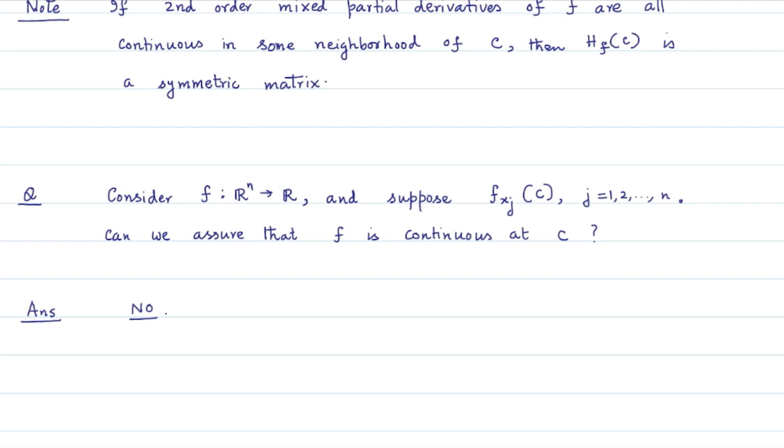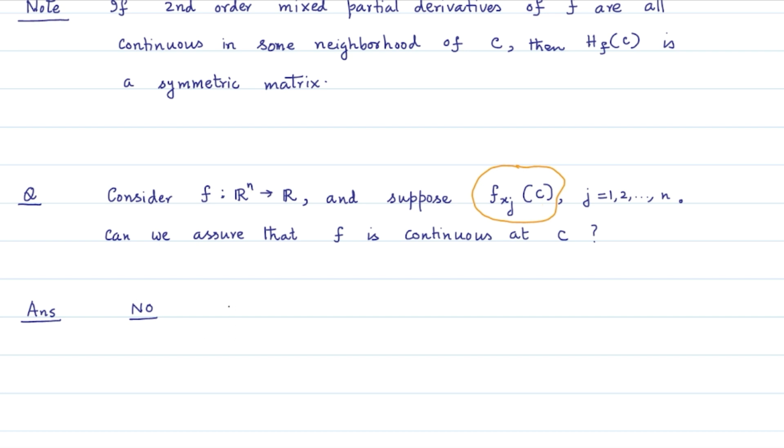I mentioned surprisingly because, from our knowledge of differential calculus for functions of one variable, we all know that if a function f has a derivative at a point C, then the function f must be continuous at the point C. But for functions of several variables, existence of all the partial derivatives of the function f at a given point C may not necessarily imply that the function f is continuous at the point C.